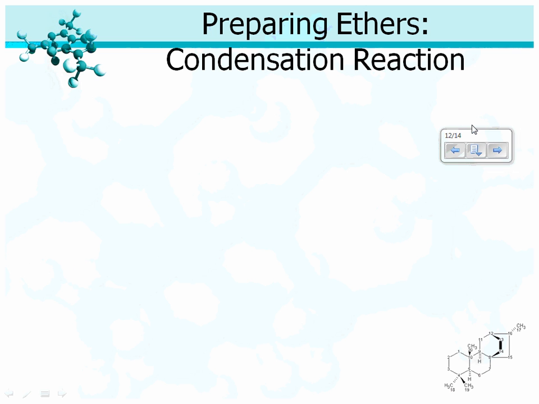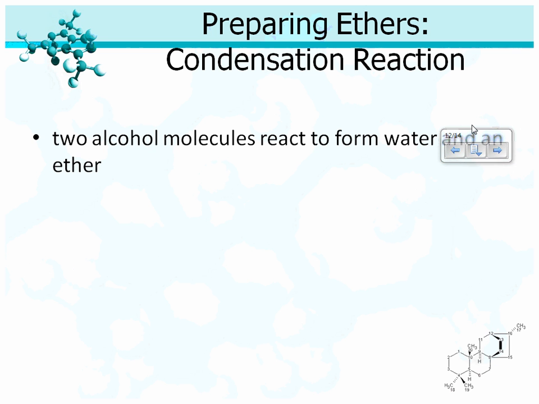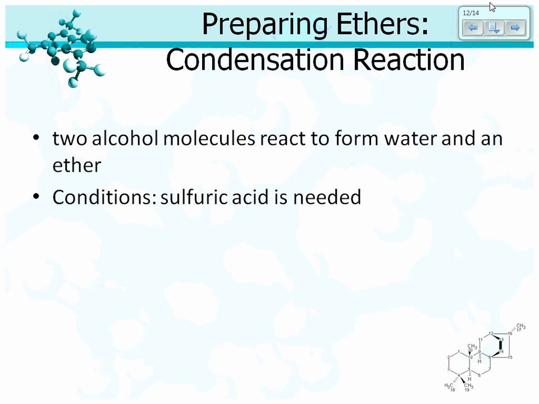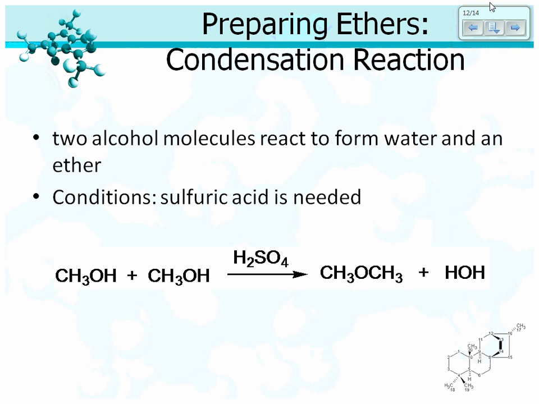So how do we make ethers, sorry? It's a condensation reaction. Let's put that up there. 2 alcohol molecules react together to form water and an ether. You need to have sulfuric acid. So here's what happens. Here I've got 2 molecules of methanol. My OH groups, I'm going to sort of rewrite this up top just to show you a little bit more as to how they react together.